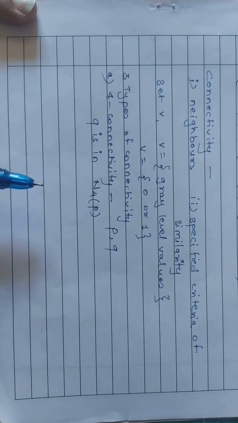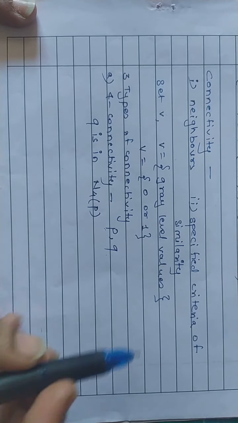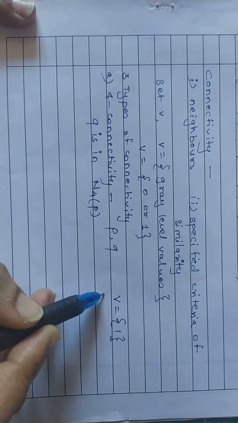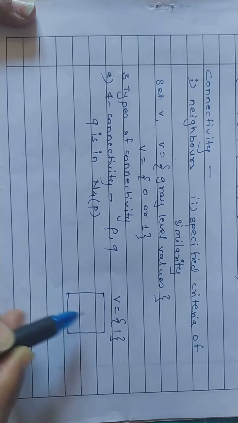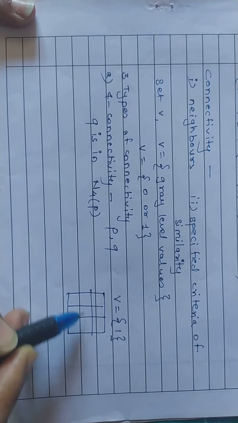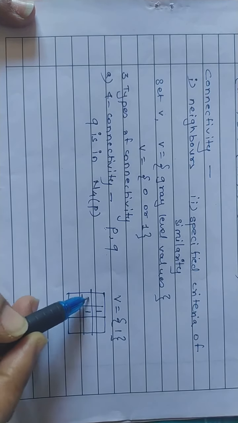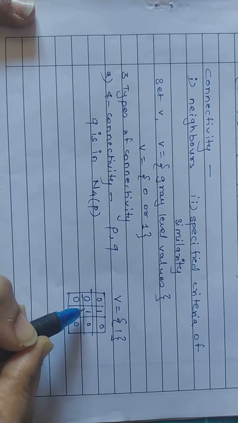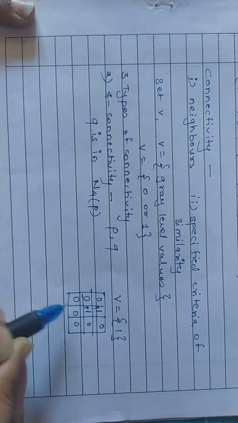then we can call pixels P and Q 4 connected pixels. Okay, for that let's consider one set V which is equal to 1, and let's consider one 3 by 3 region from the image. This is 1, and the rest of the pixels are equal to 0. Let's consider this as pixel P and this as pixel Q.